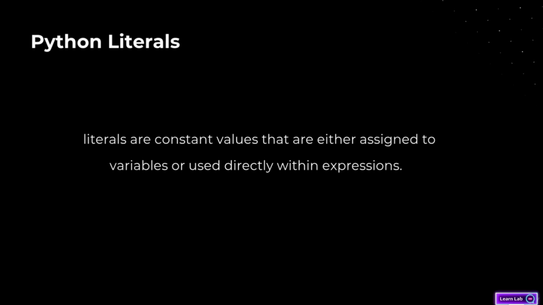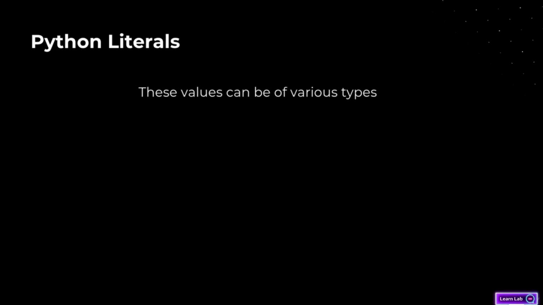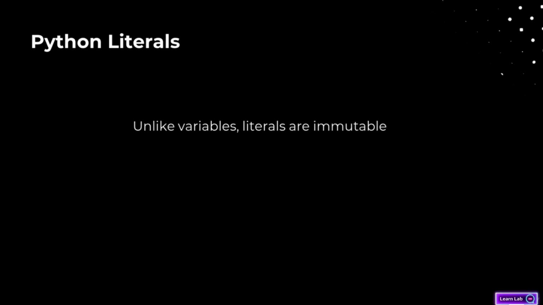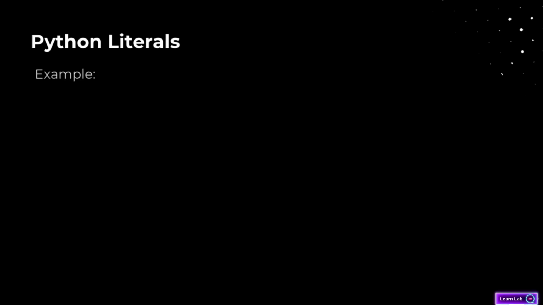Python literals. In Python, literals are constant values that are either assigned to variables or used directly within expressions. These values can be of various types, including numbers, strings, booleans, collections, or special identifiers. Unlike variables, literals are immutable, meaning their values cannot be altered once they are defined. Let us take a look at an example.